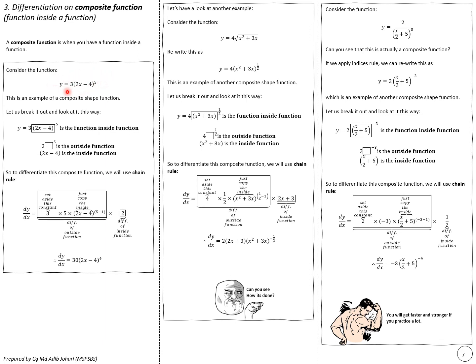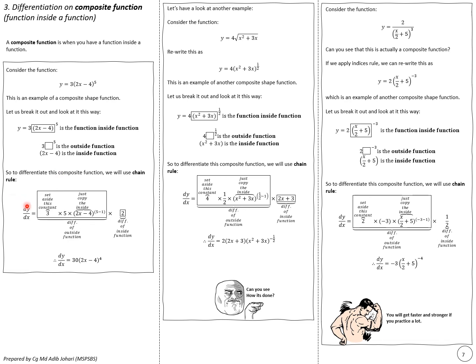So we consider this as a composite function. Let's try and break it down. Imagine that 3 bracket to the power of 5 as the outside function, and 2x minus 4 is the inside function. Do you get that? So how are we going to differentiate this? We have to use chain rule.